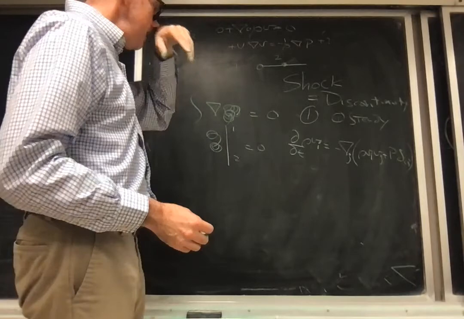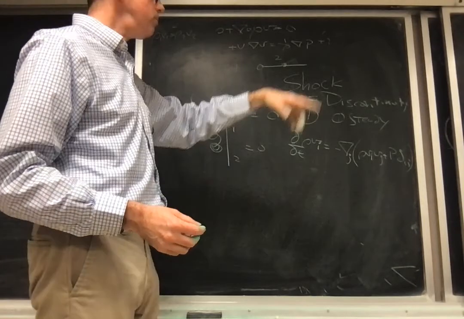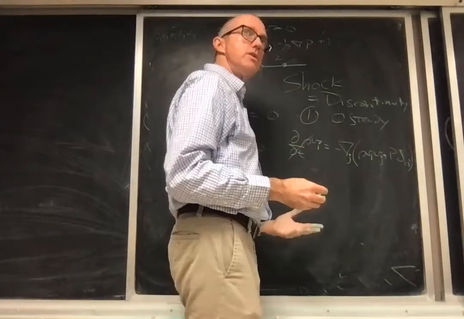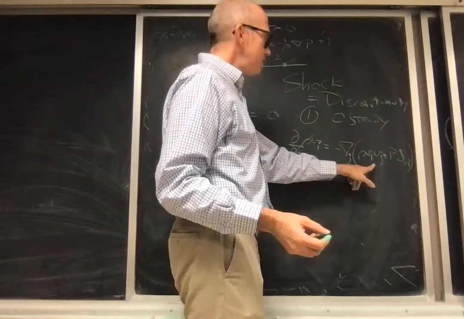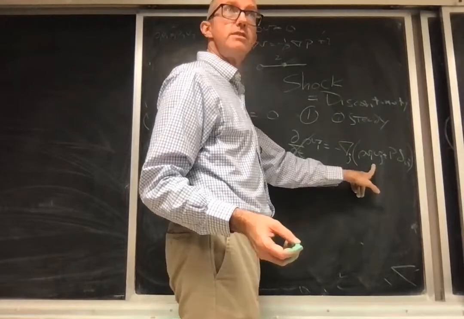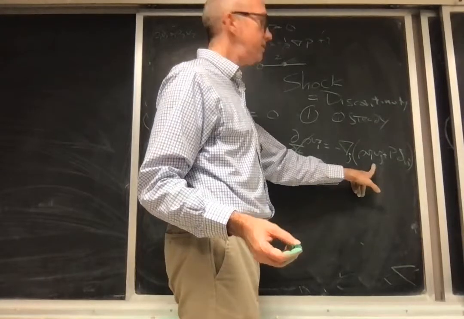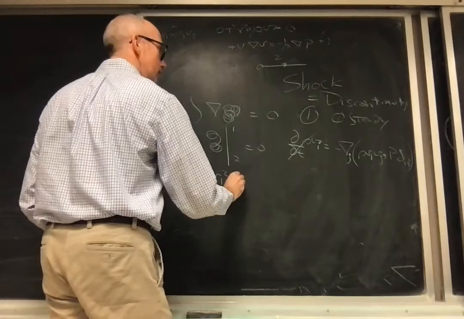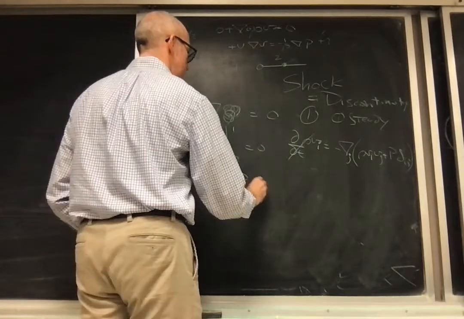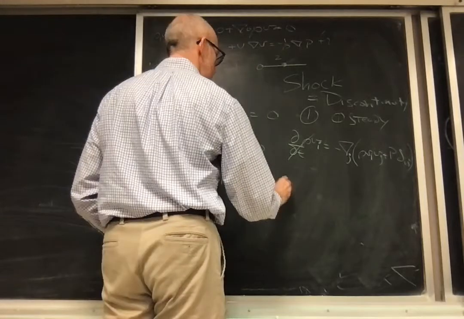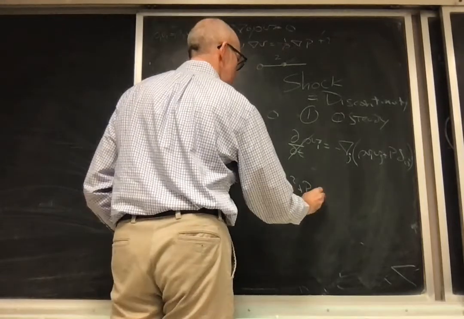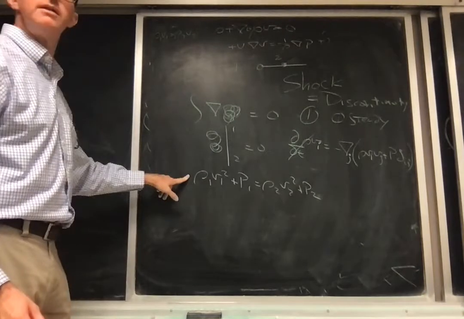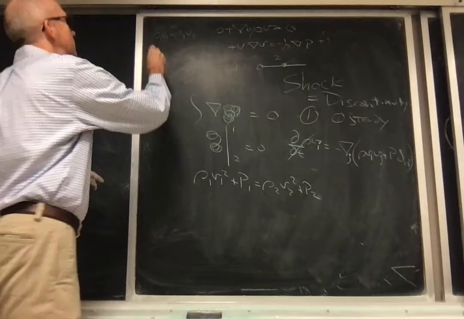Now, if I want to know what the momentum jump is across my shock, I set the left-hand side equal to 0 because we're in steady state. Then I've just got an integral over this derivative. That tells me that rho 1 v1 squared plus p1 equals rho 2 v2 squared plus p2. Does that make sense?